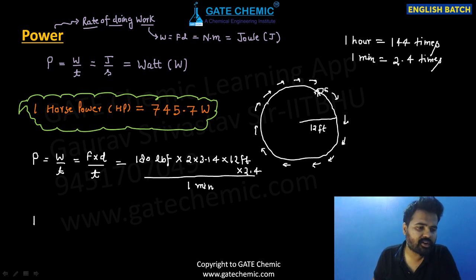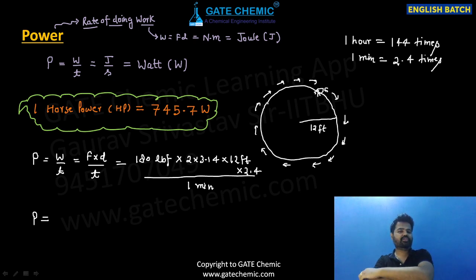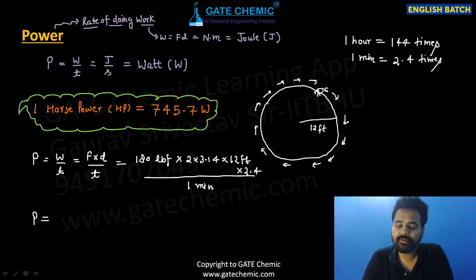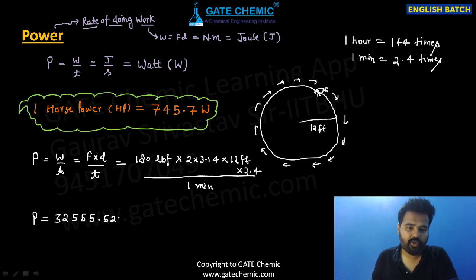Can you tell me, after calculating this, what is the value of P here? Everyone, my dear students, tell me the value of P. It's 180 into 2 into 3.14 into 12 into 2.4 divided by 1. It will come to nearly 32,555.52. Very good. The unit is lbf feet per minute.